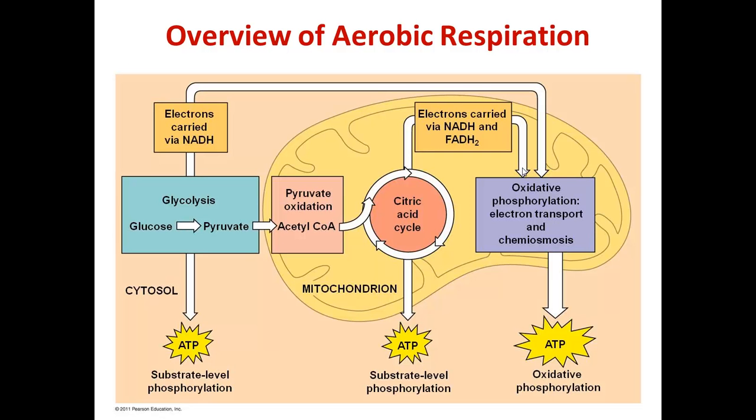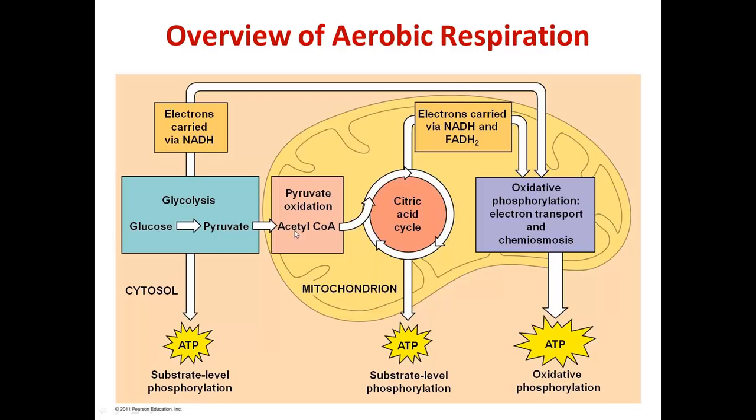So the process of aerobic respiration occurs in several stages. In the first stage of glycolysis, glucose is converted through a series of reactions to the 3-carbon molecule pyruvate. So we begin with one 6-carbon molecule of glucose and end with 2 3-carbon molecules of pyruvate. This creates a little bit of ATP and a little bit of NADH, which will then feed into oxidative phosphorylation.